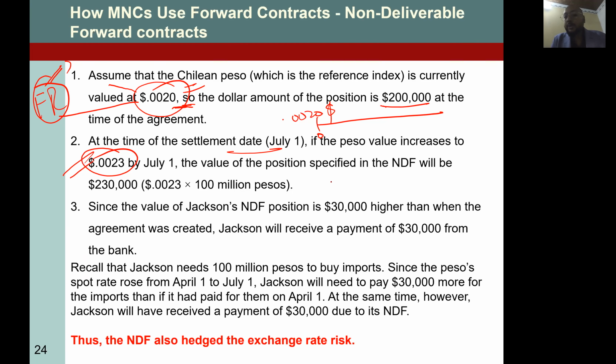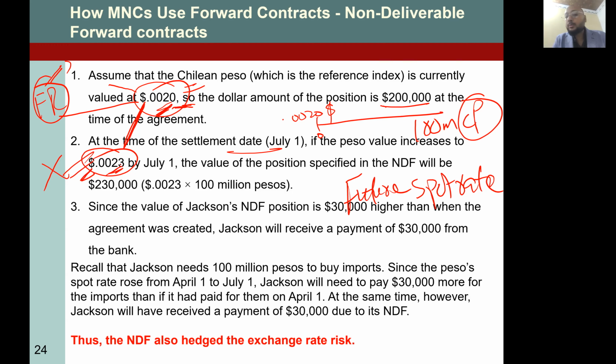So the value of the position is going to be: you enter into a buy. You will buy at what rate? This rate? No, you will buy at the forward rate, and the seller will be selling to you at this rate, right? But this is an NDF. The seller will not give you 100 million Chilean pesos. The seller will send you the difference. So the difference between the forward rate and the future spot rate. The future spot rate on 1st of July would be 0.0023. So the difference is 0.0003 multiplied by 100 million. The answer is going to be $30,000.